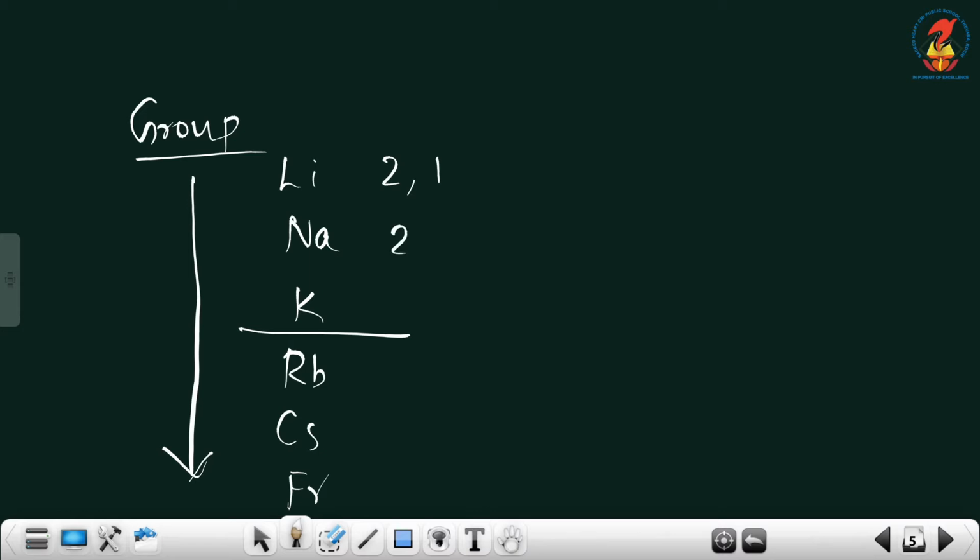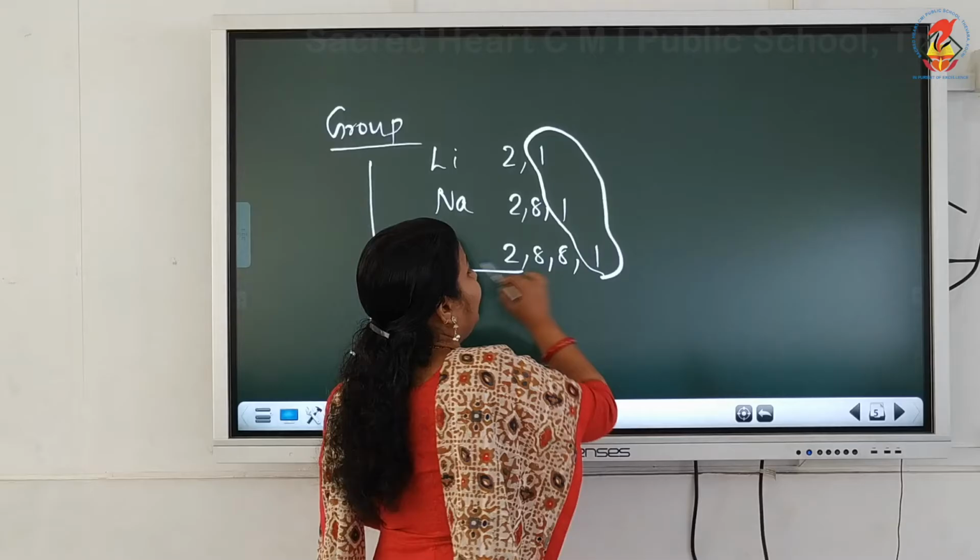Lithium, it is 2, 1. Sodium, it is 2, 8, 1. Potassium, it is 2, 8, 8, 1. So what happens to valency here? All of them have 1 electron in the valence shell. So how can they attain stability? By losing this electron in the valence shell.